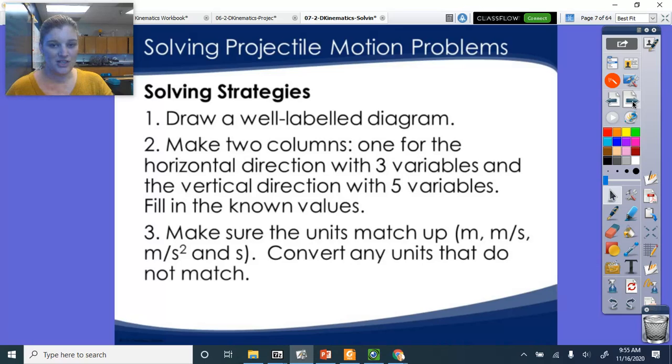So some strategies to solve what's going on. A well-labeled diagram. All the labels. And then making 2 columns, one for the horizontal direction, where we really only have 3 variables, and then one for the vertical direction where we have 5. And we want to just fill in what we know and make sure our units match up. So meters, meters per second squared, and seconds. Those are going to be the standard ones that are easiest for us to solve for.